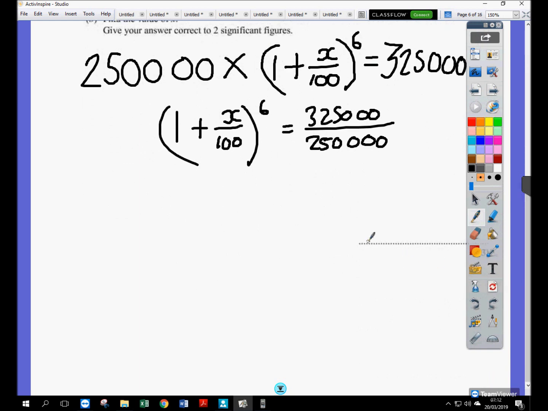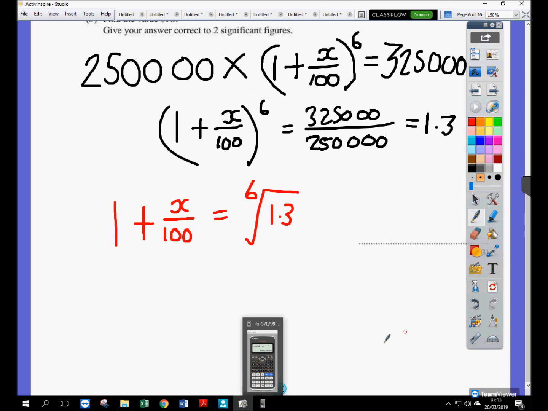So remember your objective, you're trying to work out what x is. Now, if you type the right-hand side into the calculator, this turns out to be 1.3. This fraction, if you type it in, it's 1.3. Now, the problem is, x is trapped inside this bracket. The bracket is raised to the power of 6. Now, the opposite of raising to the power of 6 is to take the 6th root. There is a button on the calculator that allows you to do this. So I want to get rid of this power 6, take the 6th root of 1.3.